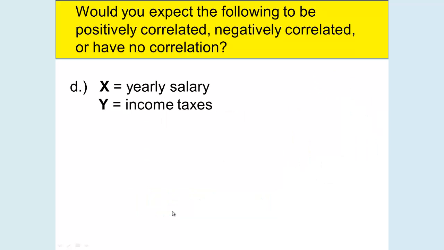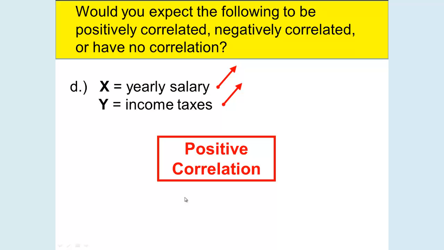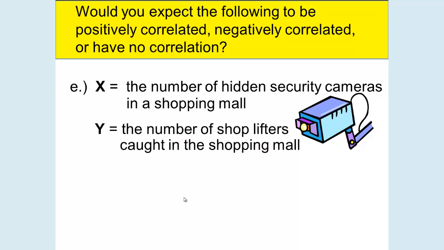X is the yearly salary. Y is your income taxes. Don't overthink this one. The more money you make, the more you should pay in income taxes. We're not going by percentages or any kind of political views here. As one increases, the other increases. It's a positive correlation.